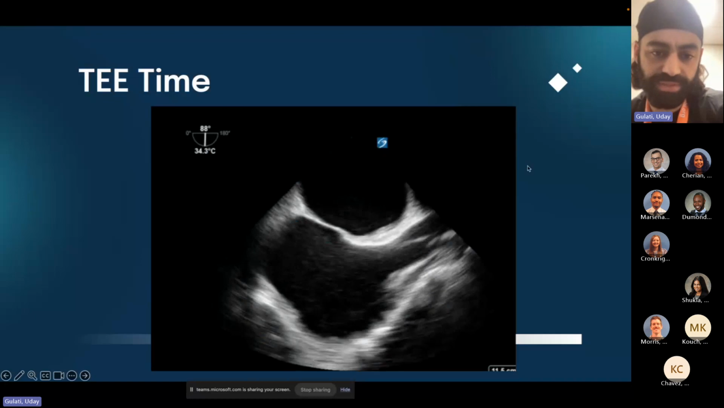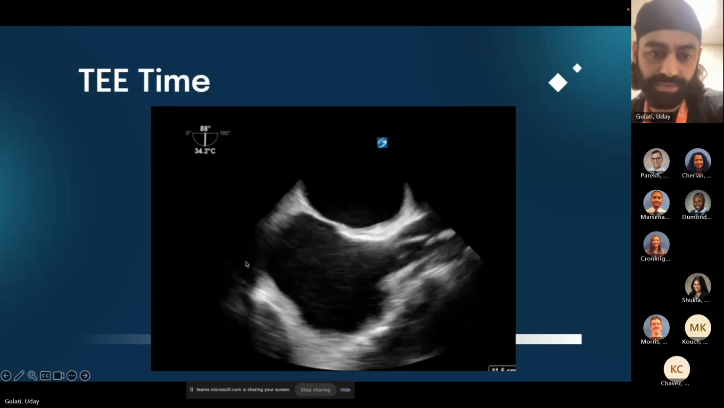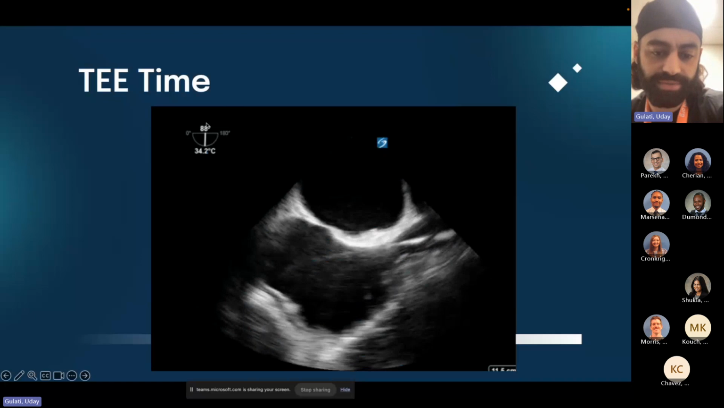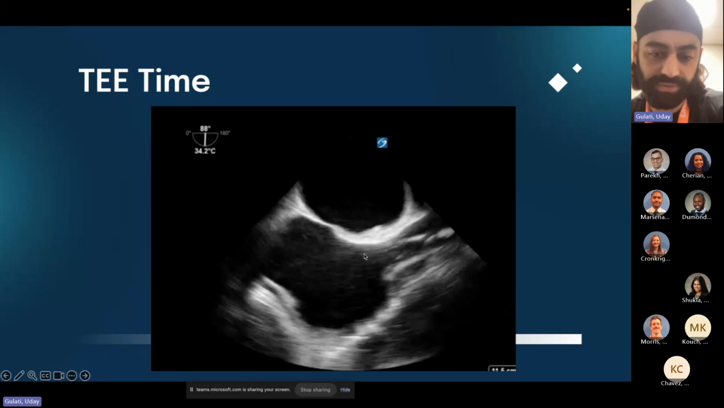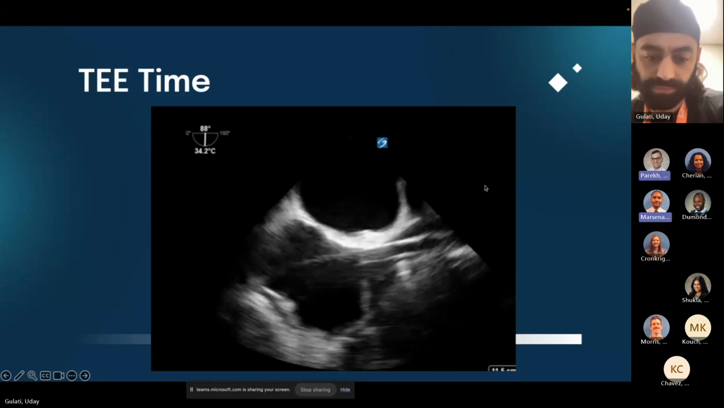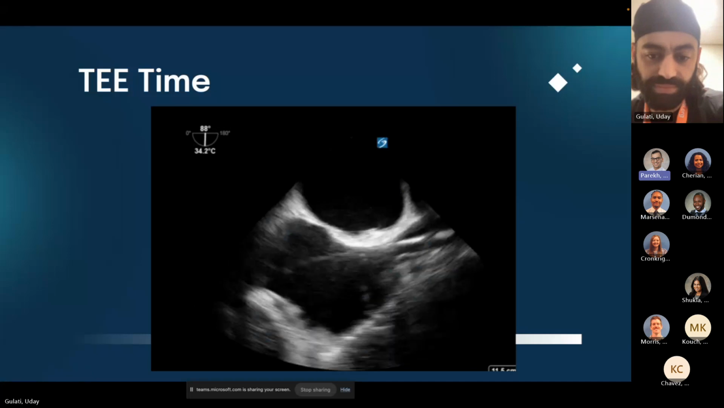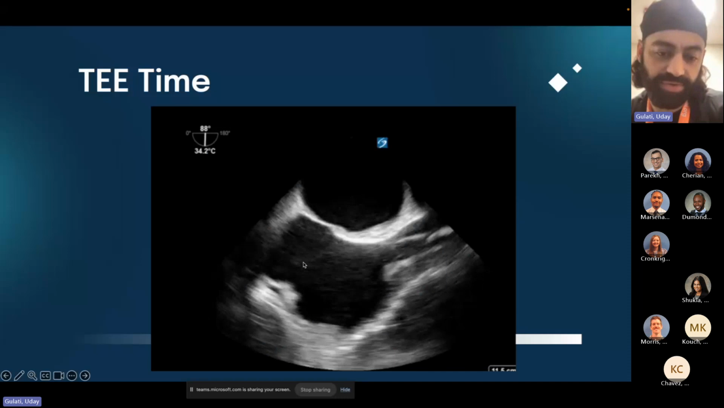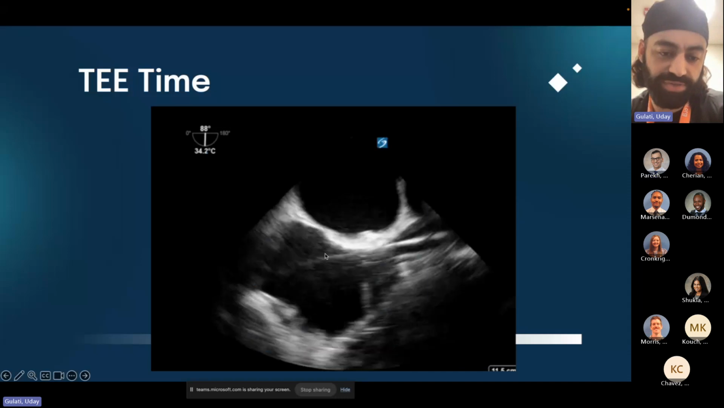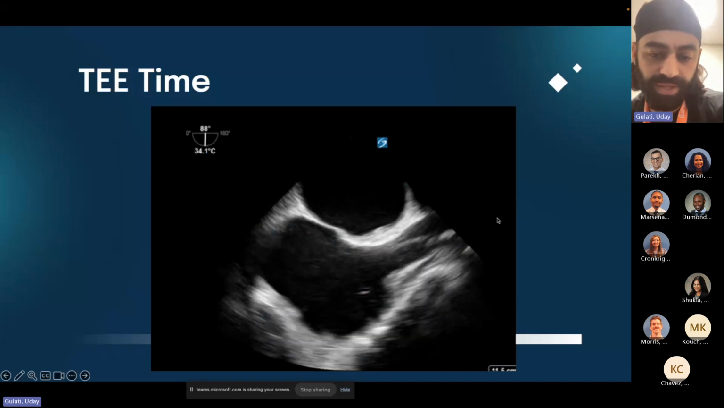What's this? What view is this? So look at it. It's about 90 degrees. So it's that bicaval view, right? Superior vena cava, inferior vena cava. What's all this right here? It's one of your ECMO lines, I'm assuming, or the wire. Yeah, it's an ECMO cannula, right? You can see the end of the catheter over here. It's going from the SVC into almost the IVC.